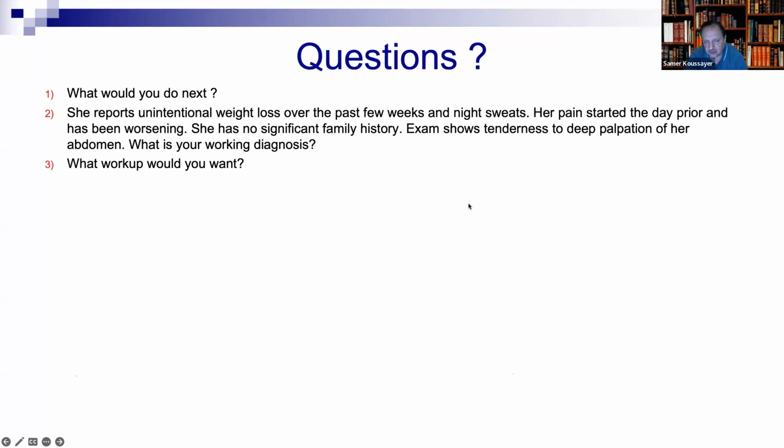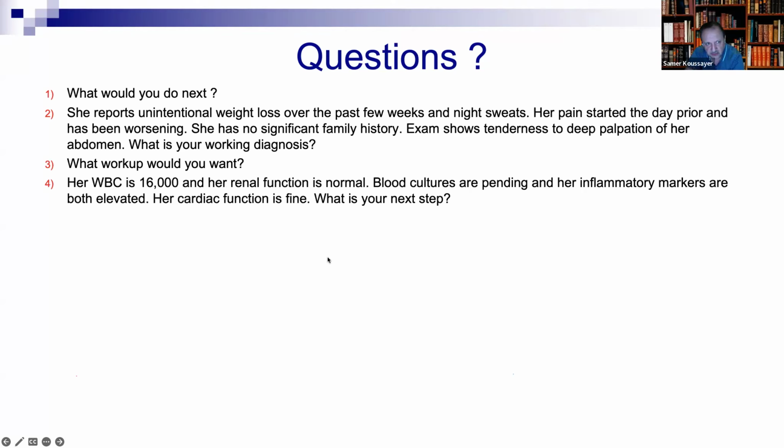What workup do you want? As you said, you get a CT angiogram, correct? And WBC and ESR and all things. Okay, WBC is 16,000, and her renal function is normal. Blood cultures are pending, and her inflammatory markers are both elevated. Her cardiac function is fine. What's your next step? You already answered that. You do a CT angiogram, right?